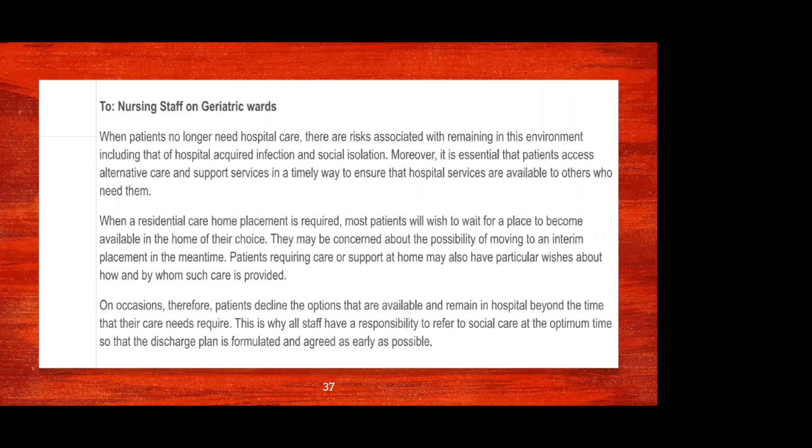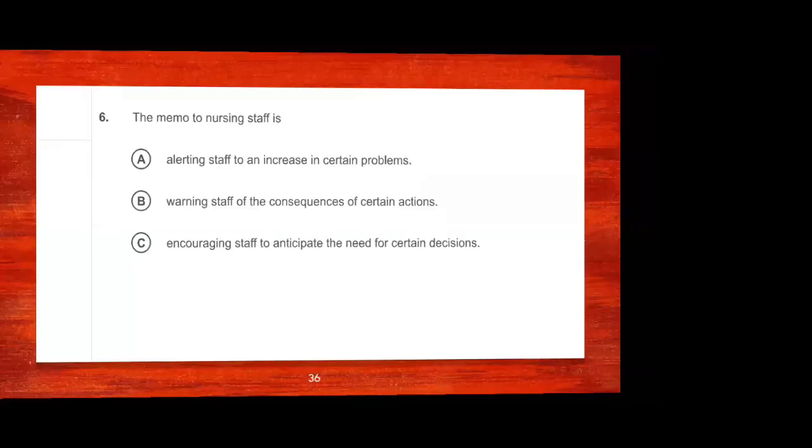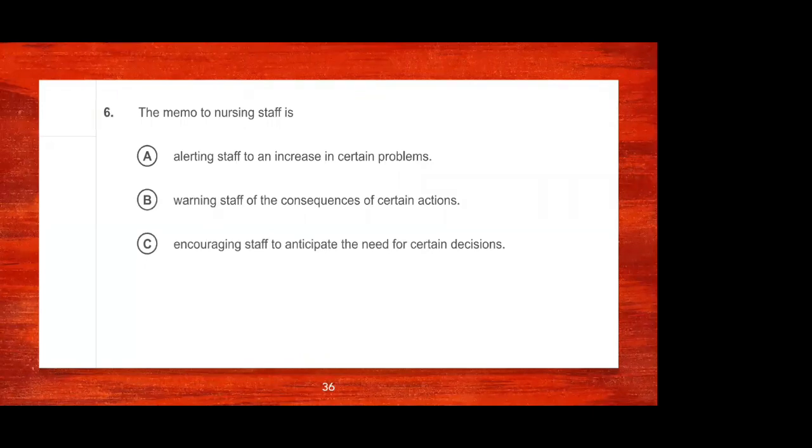Understood. Anyway, warning is not an option. We have deleted it. Between A and C, A says alerting staff to an increase in certain problems. C is encouraging staff to anticipate the need for certain decisions. It is giving encouragement to staff to contact the social care workers, so they can take appropriate decisions at the right time. Thereby future problems will be avoided.